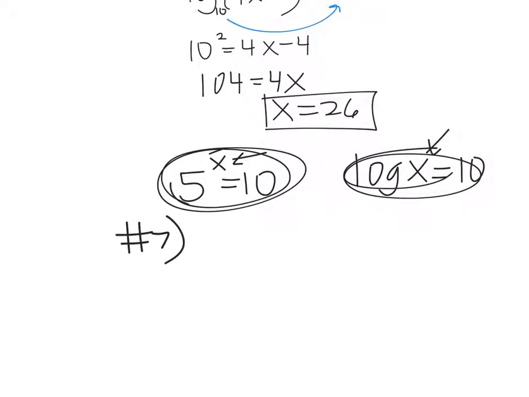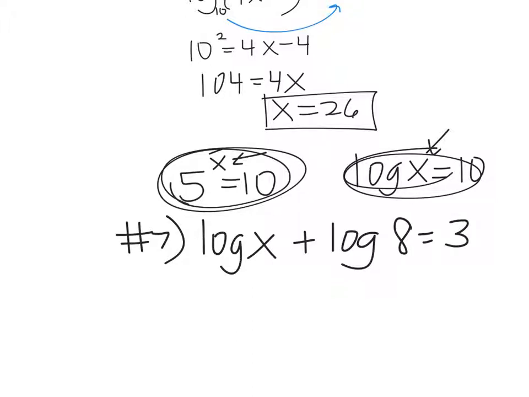All right, number 7. Log of a negative number is imaginary. Yes, but we don't do logs and complex numbers. That's a bit beyond the scope.